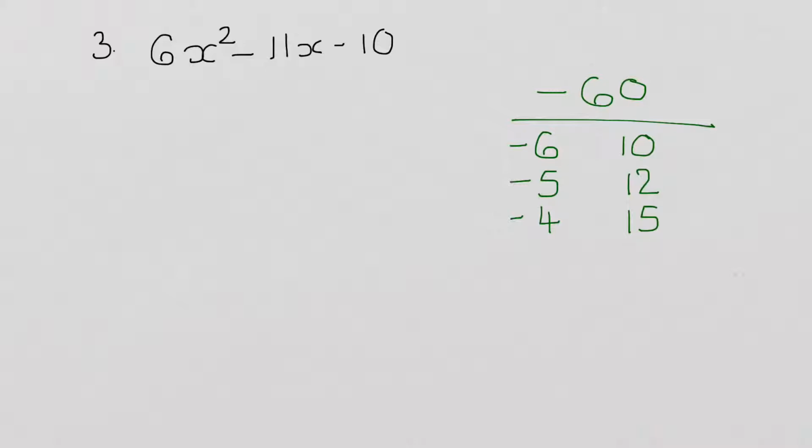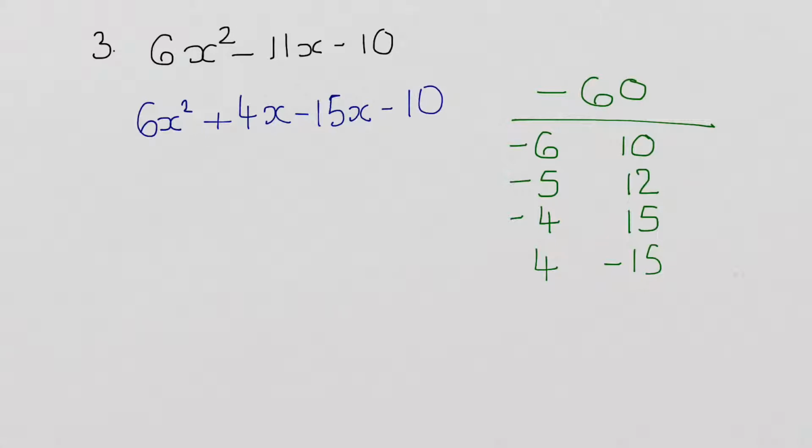Minus 4 and 15, we don't get minus 11, but we would get positive 11, so I'm just going to try swapping over the minus sign. So I'm going to do 4 and minus 15 instead. 4 minus 15 gives me minus 11, so I know I can use that set of factors. I'm now going to just rewrite this initial equation, 6x squared, but instead of minus 11x, I'm going to write plus 4x minus 15x. I'm just going to use my factors instead, which added together still gives me minus 11x, so it's the same numbers.